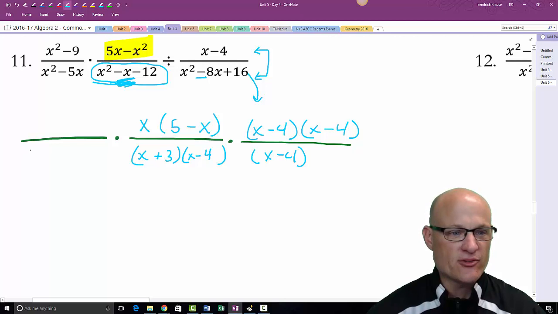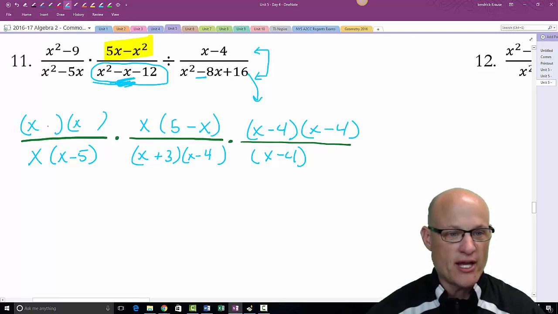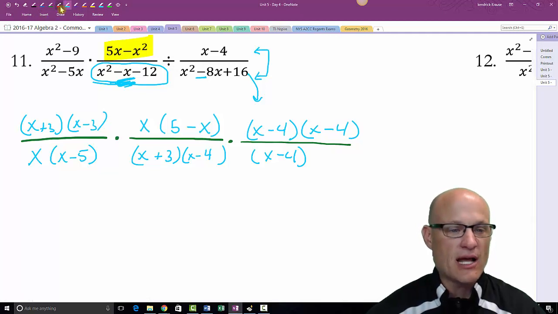All right, this one I can just take out an x minus 5. And in the numerator, I have the difference of 2 squares. X and x, we got a plus 3 and a minus 3. So let me start lopping stuff off.